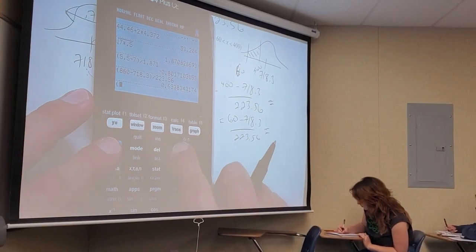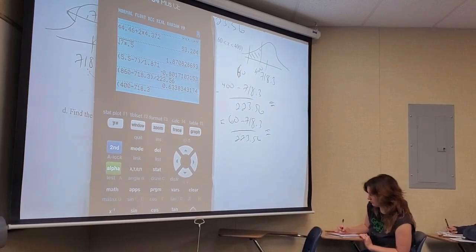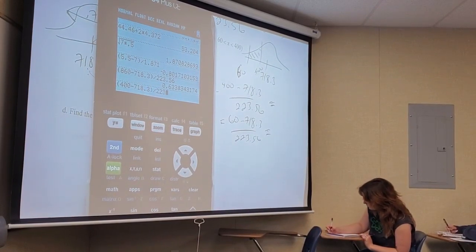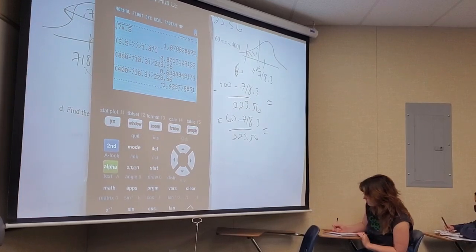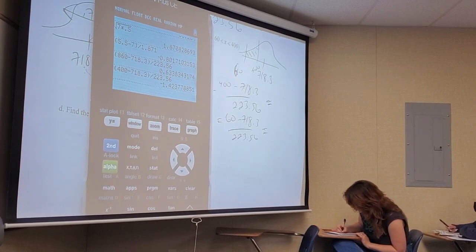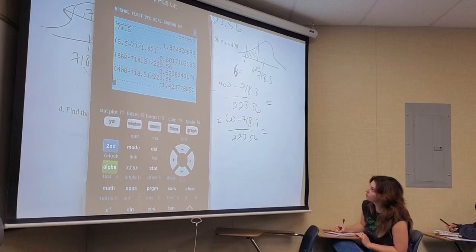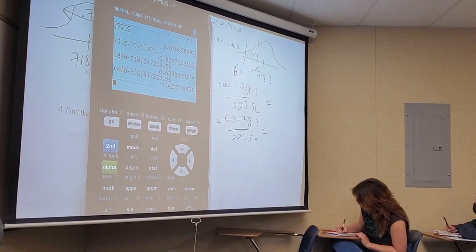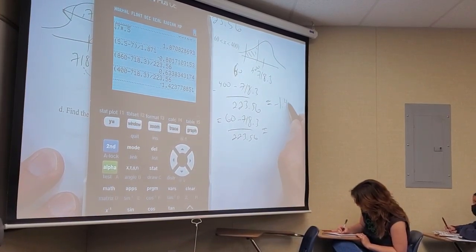So if I do 400 minus 718.3 divided by 223.56. Again, what I just did was figure out how relatively far away my data point is. That's what z-scores do. And of course, how far away from the mean I am is directly related to the amount of area that's below me. If I'm further down from the mean, I have less area below me. That's what this chart's job is to do. It just gives us what that area is. We went down 1.42 steps.